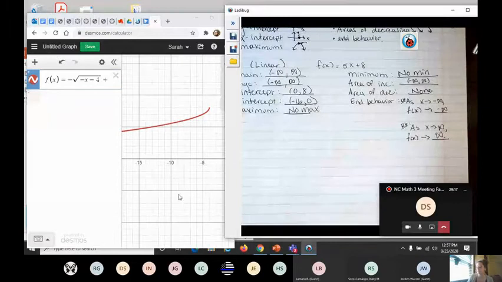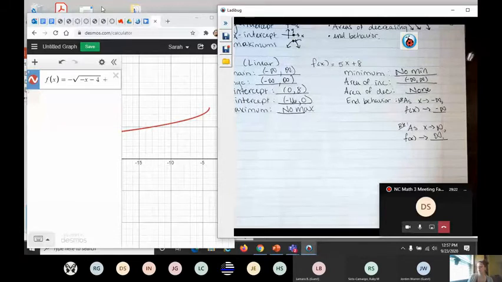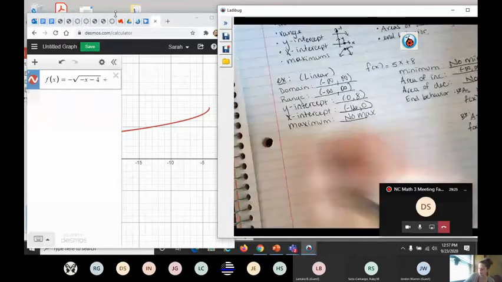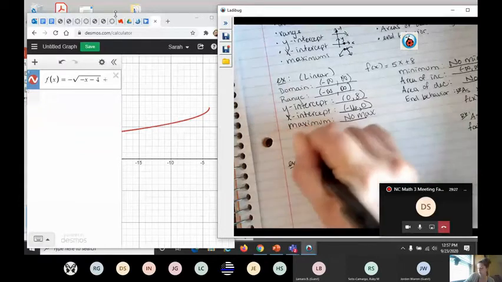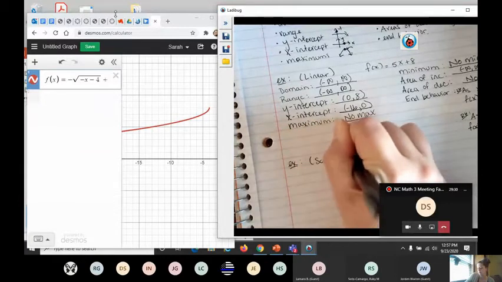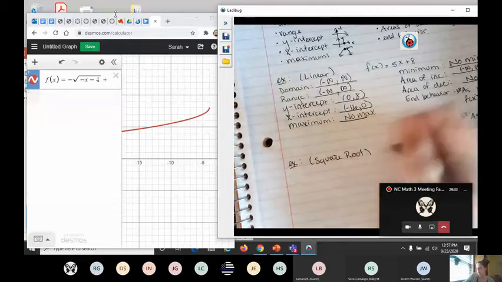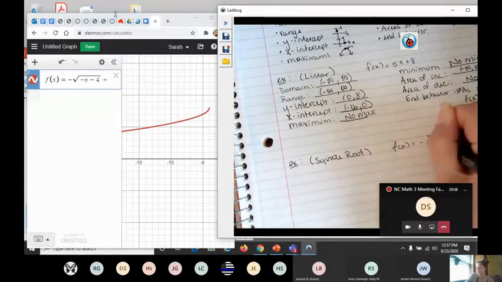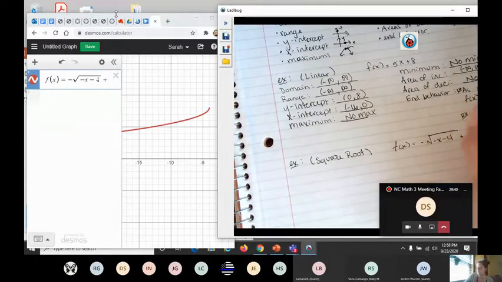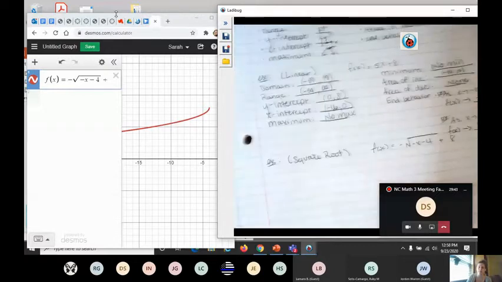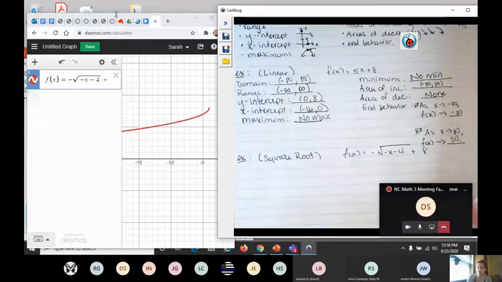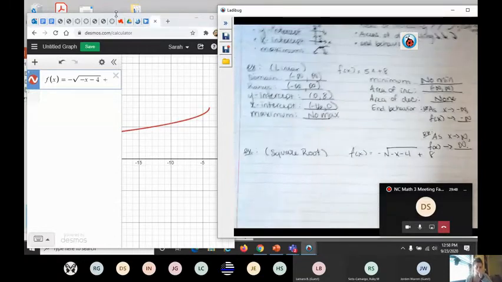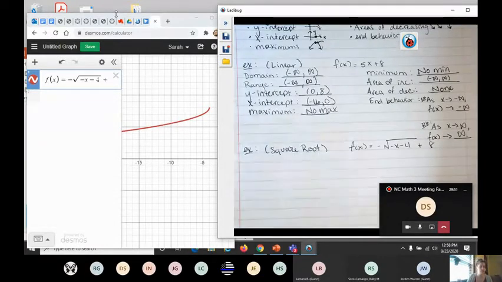And now I'm going to flip back to this, and I am going to write out our example. Okay, so here's our example of a square root function. So we have f of x is equal to the negative square root of negative x minus 4 plus 8. Y'all can yell at me if my paper is being weird and you can't see. Let me know.